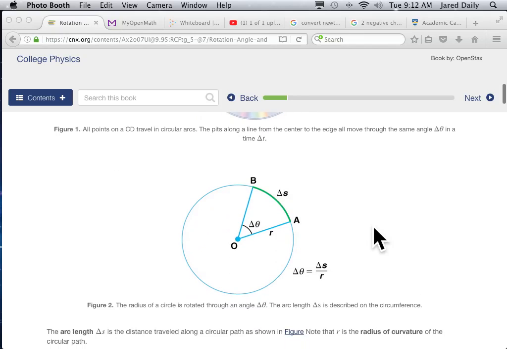So there's your delta S right there. And it turns out that delta S is directly related to delta theta by the radius. Well, it's inversely related to delta theta by the radius. So if you take delta S and divide it by the radius, you get the angle theta, but you don't get it in degrees. You get it in radians. So we have to become acquainted with what the heck is a radian.